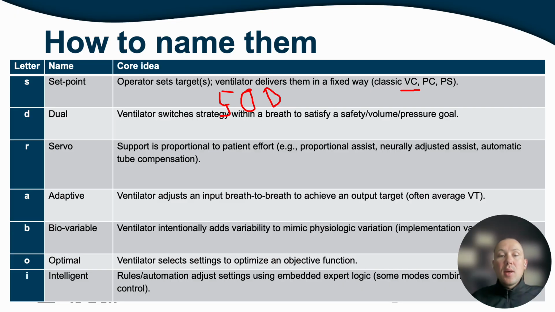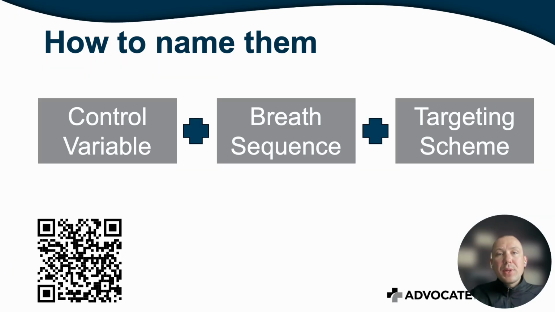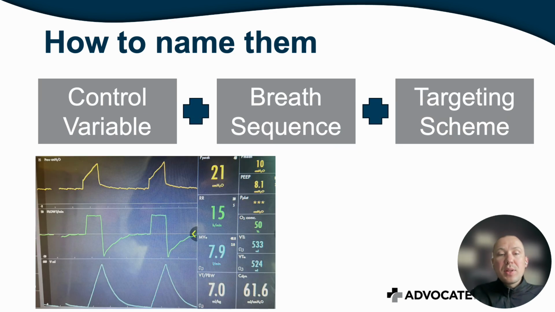On the other hand, modes like PRVC can use adaptive targeting, where we set up the volume target, but instead of using the flow, we will be using pressure in order to achieve our target. And those modes will be classified as having an adaptive targeting scheme. So now, putting all three together, control variable, breath sequence, and targeting scheme will let us name the mode in its entirety. So let's do this exercise here.